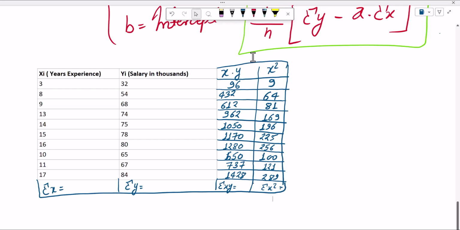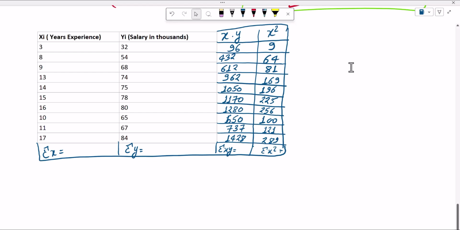Then the value of summation of x equals 116, and summation of y is 677. You need to add all these: 32 plus 54 plus 68, 74 plus 75, and so on. You will get 677. Likewise for x: 3 plus 8 plus 9 plus 13 plus 14, 15, 16, 10, 11, 17. The sum of all x is 116. Likewise you need to sum 96, 4, 3, 2, 1, and you will get the summation of xy as 8417.